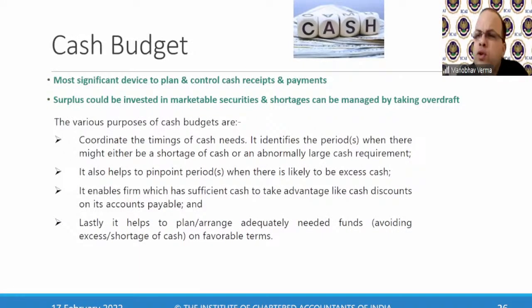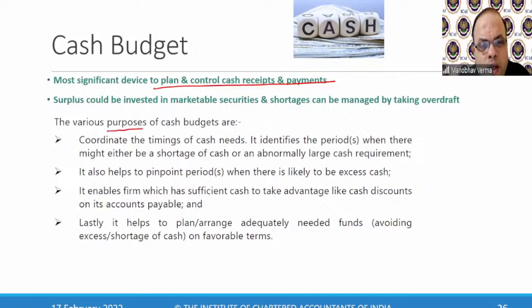So of course, the significance of the cash budget is a very, very important aspect, because that acts as a single device to plan and control our cash receipts and payments here. Now, as I said, if you have a surplus, you can end up investing in marketable securities or even short-term deposits, even for a small number of days. And if there is a shortage position, you could have a license with the bank for any kind of overdraft facility, guys.